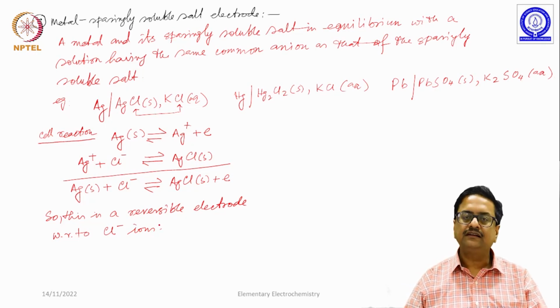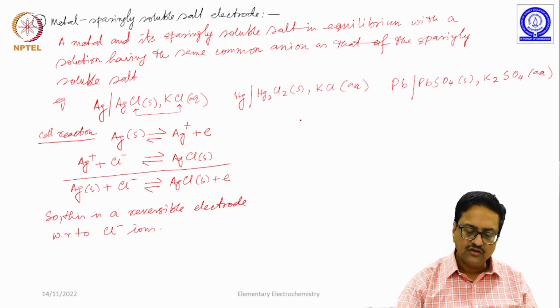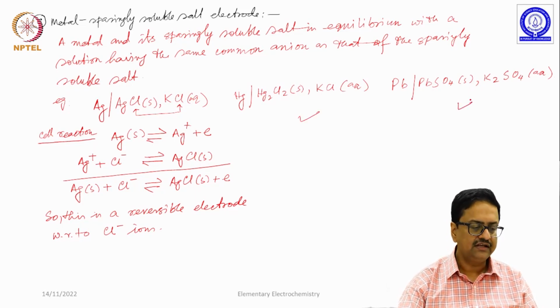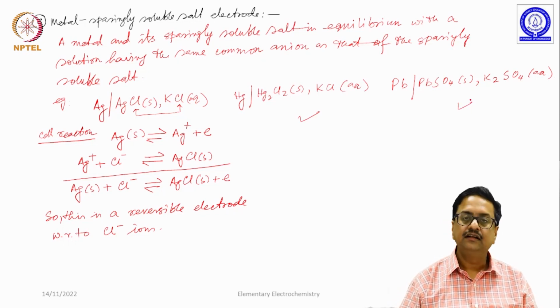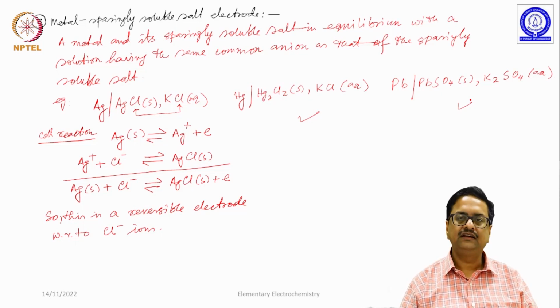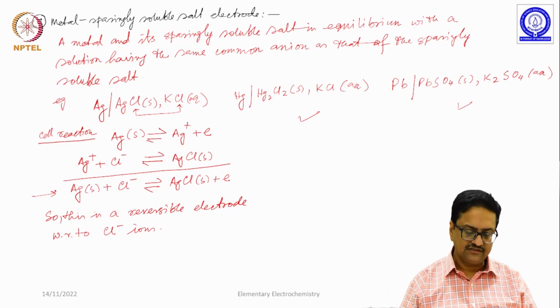So for your practice, try to write down the half cell reactions for the other two cells which I have indicated here. Those will help you understand how to write the half cell reactions and join them and write the complete half cell reaction.